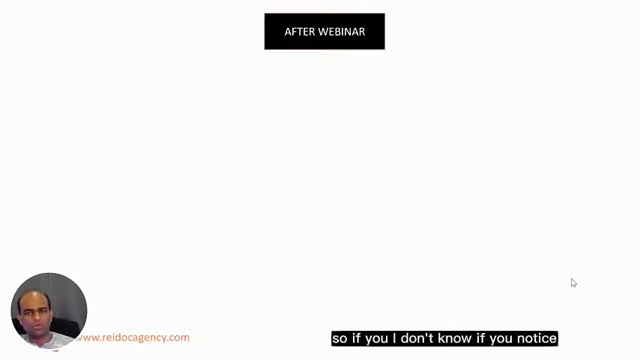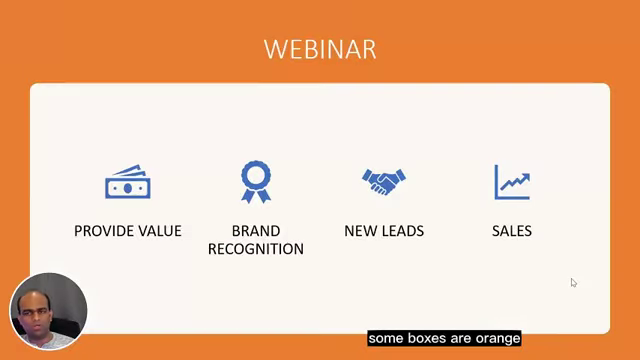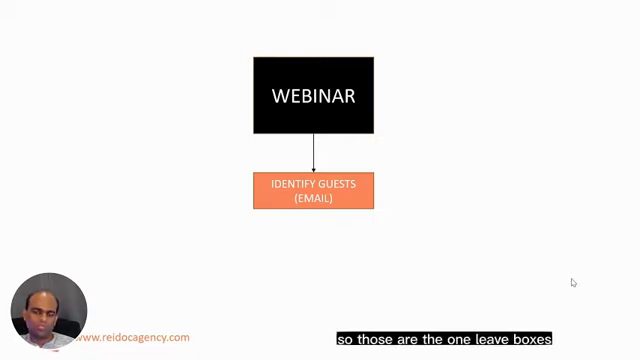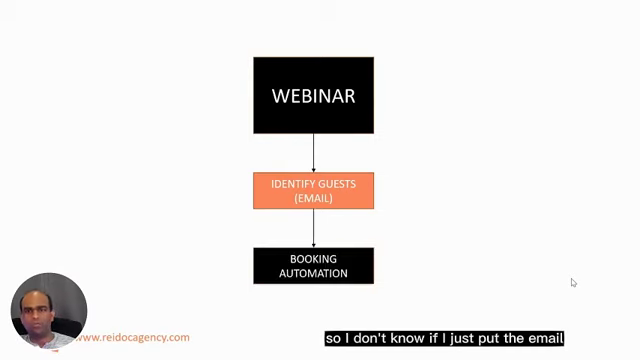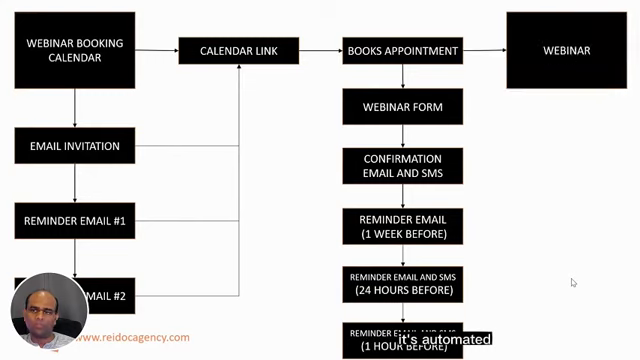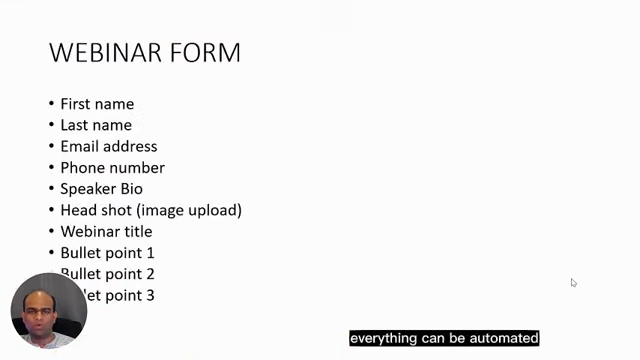I don't know if you noticed, some of these boxes I had put are orange. Those are the only boxes you have to do every time. Every webinar, you have to do that action. Everything in black right here is automated. Once you set it up, you don't have to touch it again. So everything can be automated.